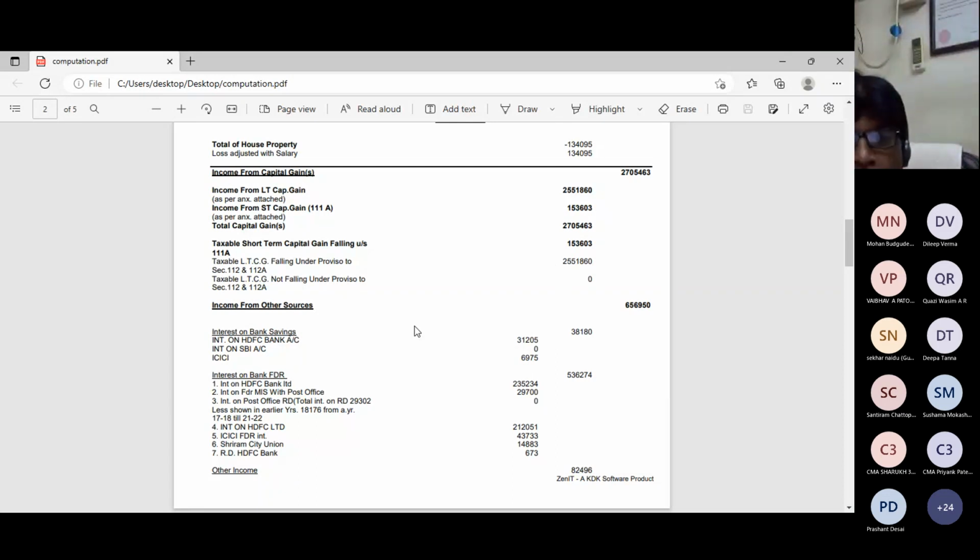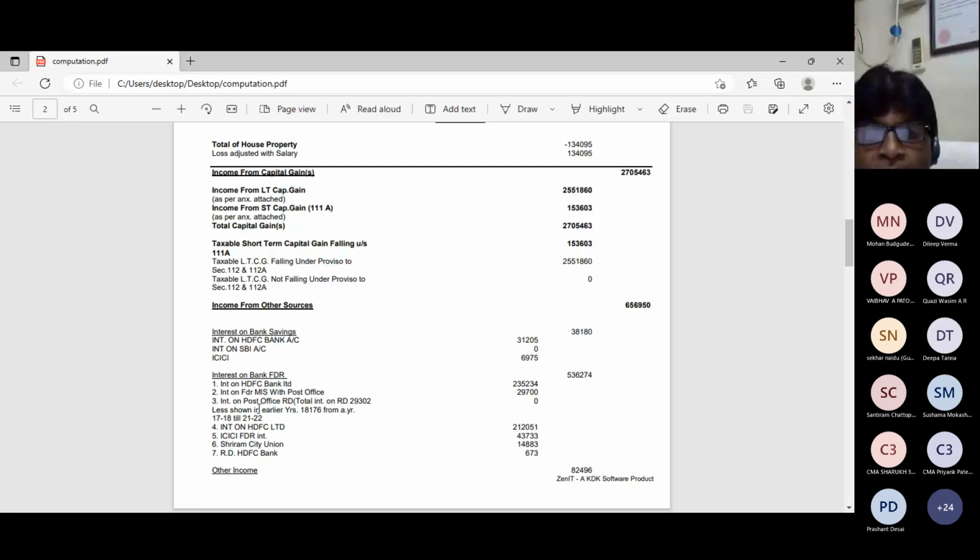Apart from that, he is also getting income from other sources, that is the interest on savings banks. We have tried to include each and every bank account of the assessee, and we have reflected all those accounts in his income tax return while filing the return itself. All 3 accounts are incorporated in the income tax return, and the interest earned on these savings banks is also reflected, which comes out to 38,180.